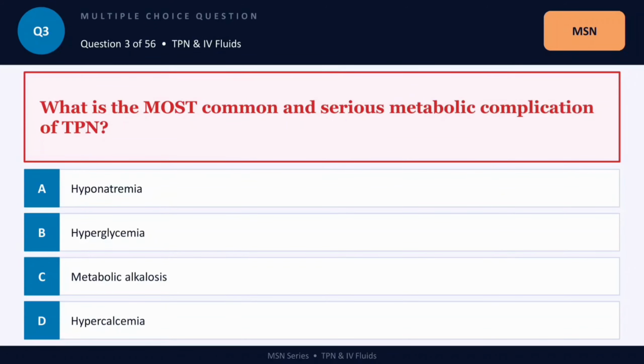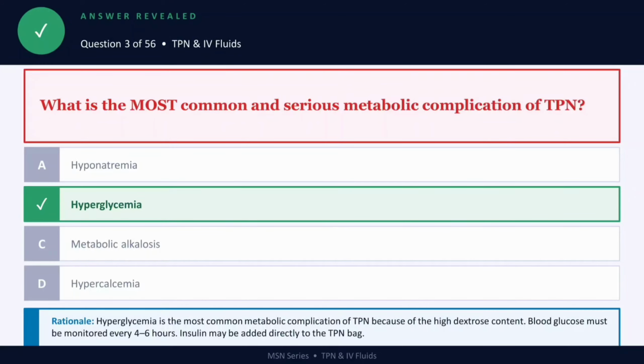Question number 3. What is the most common and serious metabolic complication of TPN? Option A. Hyponatremia. Option B. Hypoglycemia. Option C. Metabolic alkalosis. Option D. Hypercalcemia. The correct answer is option B.